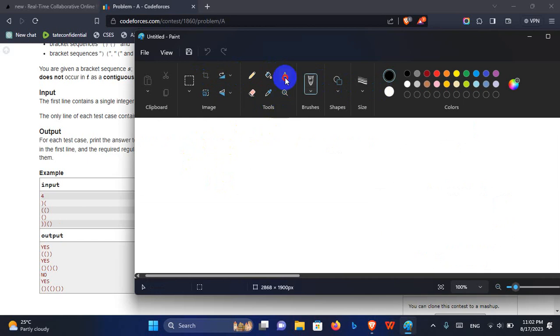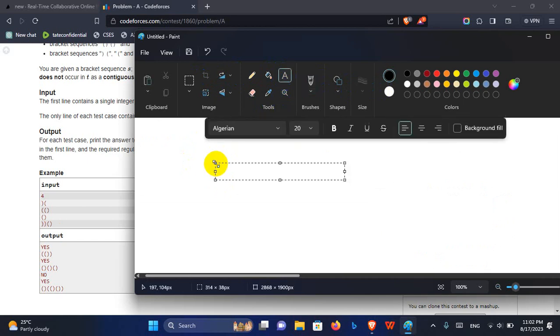So for example, is it possible to do it with this? Yes, it's possible. We can do this. It's 1, 2, 3, 4, 5, 6. It's length 12. So is it possible to do it with this? Yes, it's also possible. We can do this for this.